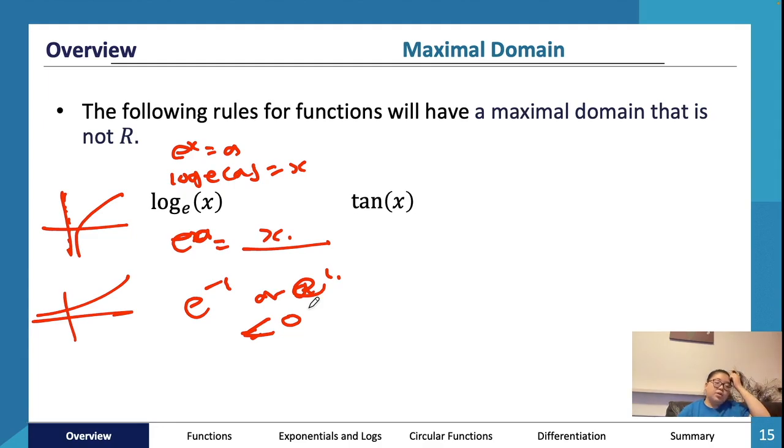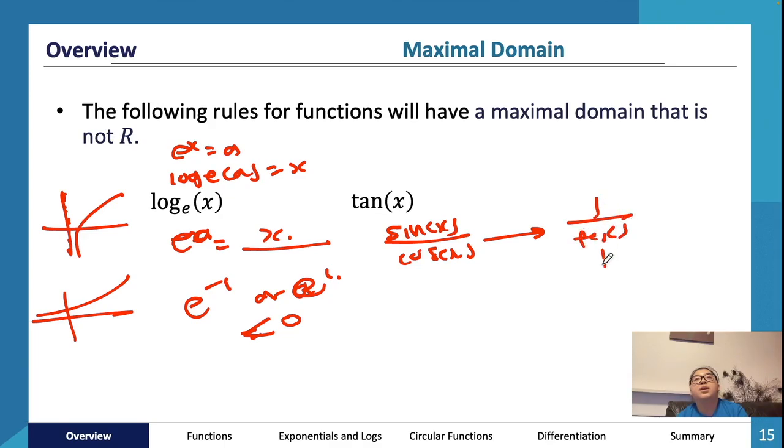Cool. Alright, so let's talk about our tan function as well. So tan function, once again, does have asymptotes. And why we have asymptotes kind of comes back to our 1 over x type theory. So tan is sine x over cos x, right? And if we use our 1 over f of x, where we need to solve for f of x equaling 0, what we're trying to solve for is cos x equaling 0, right?